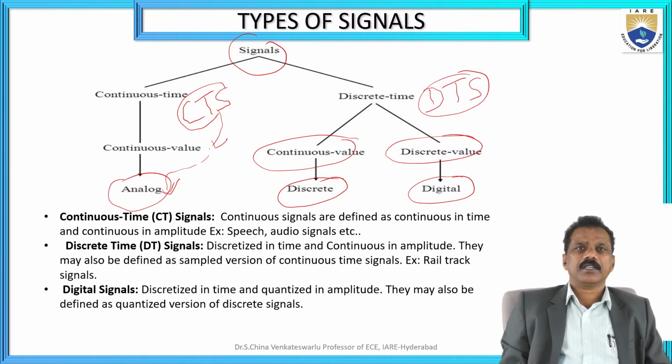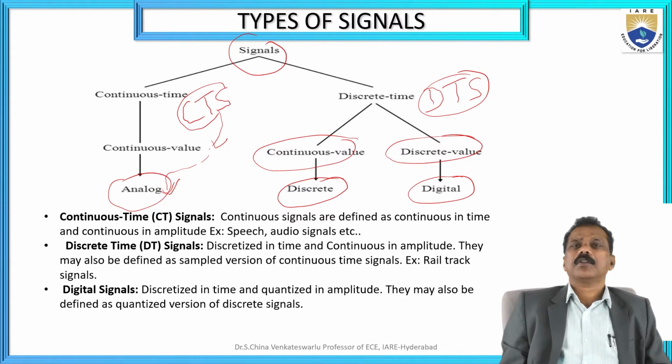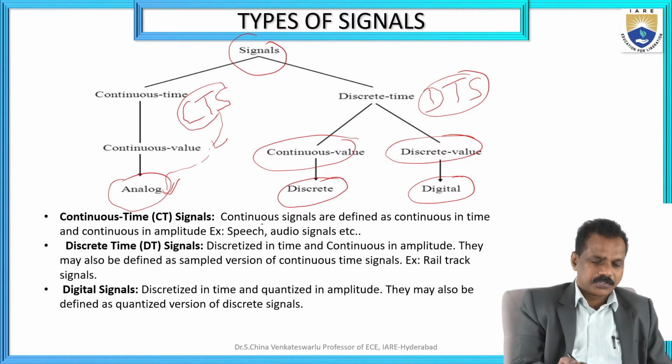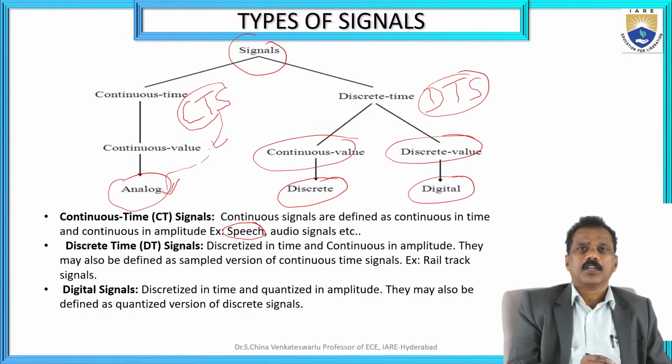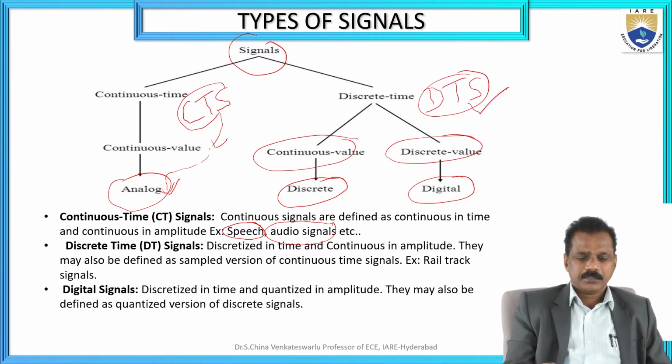Using CTS and DTS: CTS is the continuous time signal. Continuous signals are defined as continuous in time and continuous in amplitude. The best examples are speech signal and audio signal and so on. Similarly, discrete time signals are discretized in time and continuous in amplitude. So they may also be defined as sampled versions of the continuous time signal.